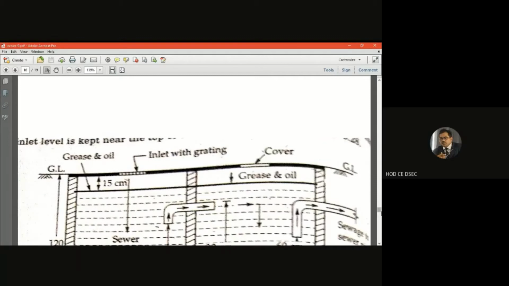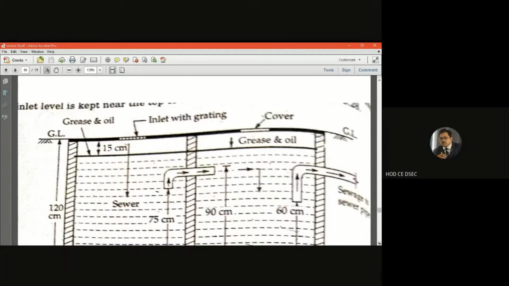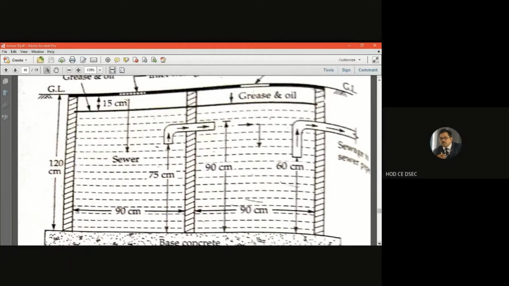This is the last item regarding sewer appurtenances I must discuss, very, very important. That is the grease and oil traps. So what do you mean by grease and oil traps? Because when we discuss maintenance, we must highlight this thing. Grease and oil are generally a very disturbing agent.